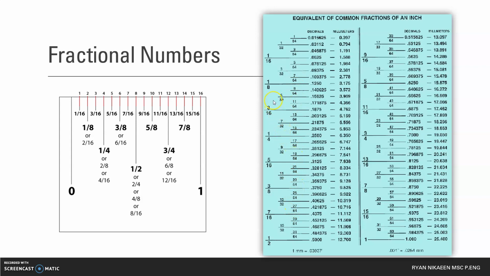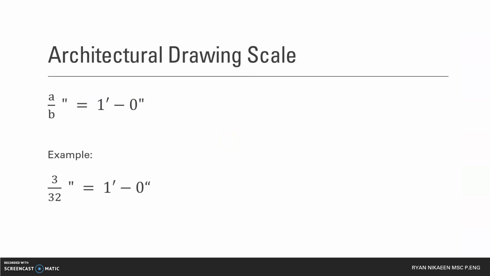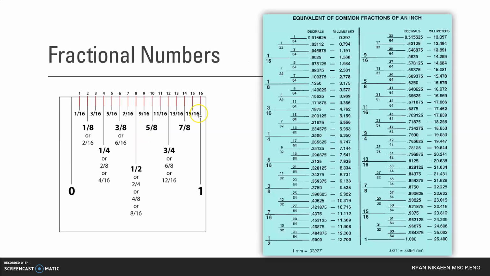So for example, here we can have 1/8, we can have 3/16, which is a little bit more than 1/8. You can see it here too. This is 1/8, and a little bit more than 1/8 is 3/16. So if I go back here, I always have a fractional number here, and on the other side I have 1 foot. That's the architectural drawing scale.